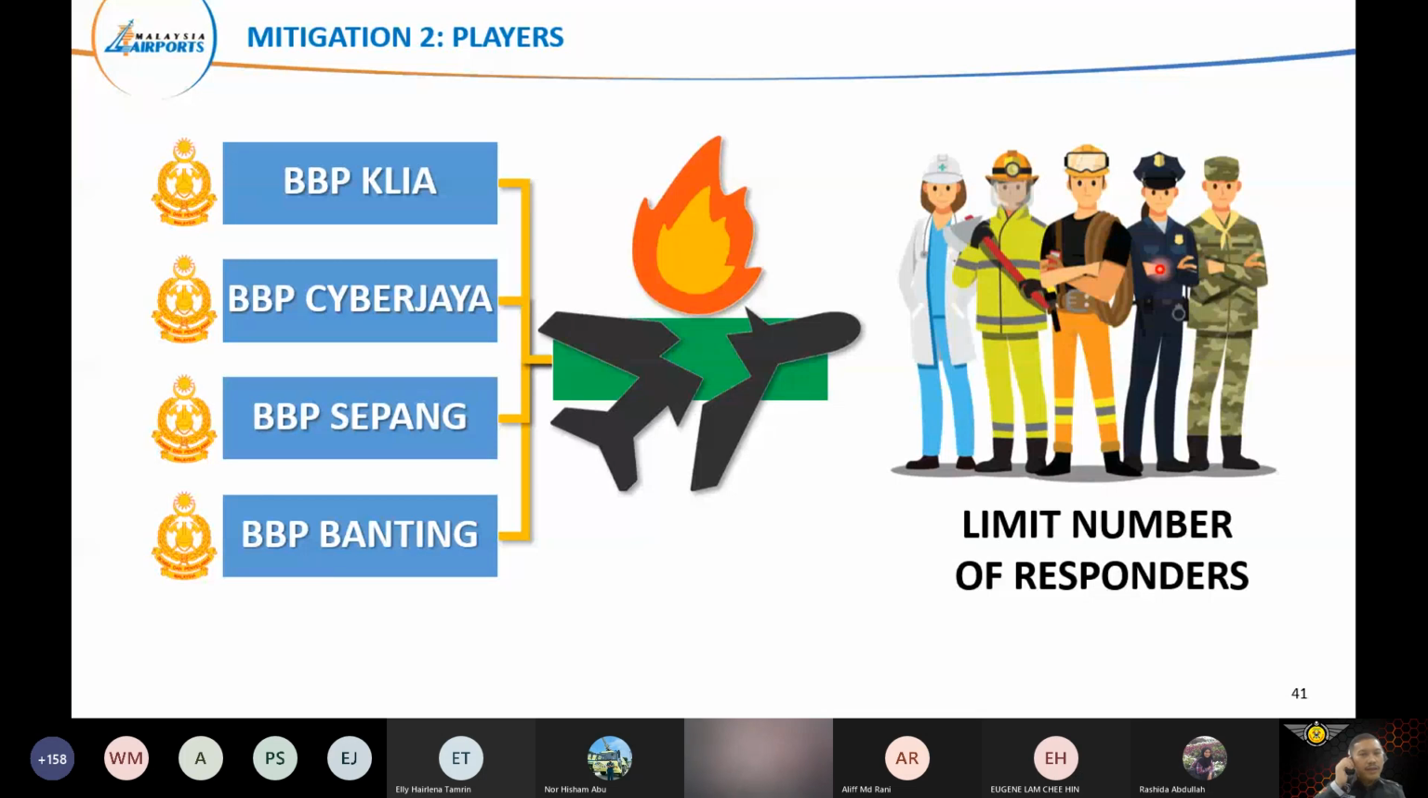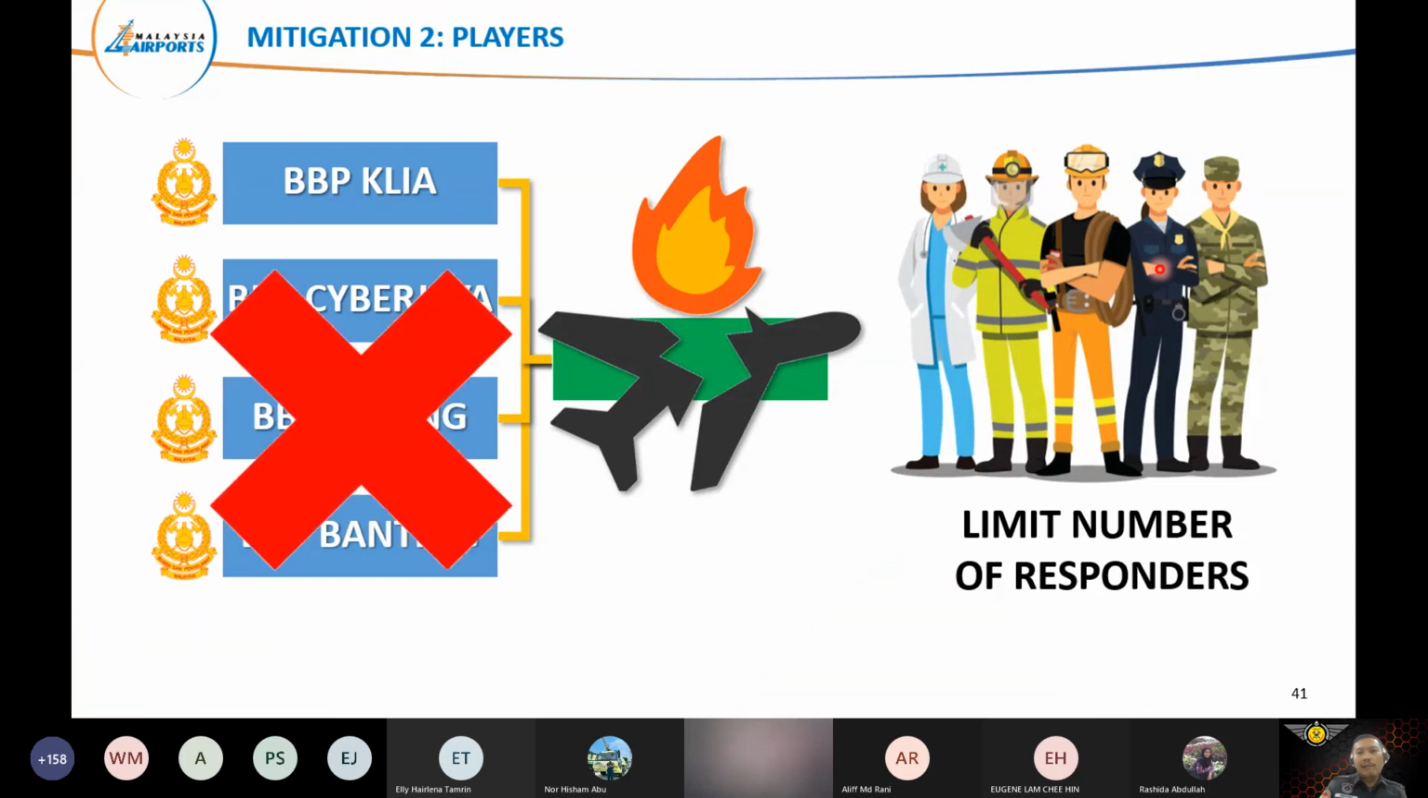Number 2, in terms of players, because normally if in KL International Airport we conduct a full-scale exercise, it will involve 5 stations from KLIA, fire stations from Cyberjaya, Sepang, and Banting. So maybe because we are still in our pre-planning process, we might limit the number of responders. So we reduce the potential spread of COVID-19 accordingly. Maybe we can reduce, but it depends on the discussion with the external agencies.